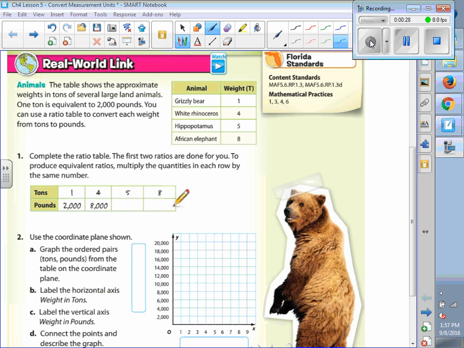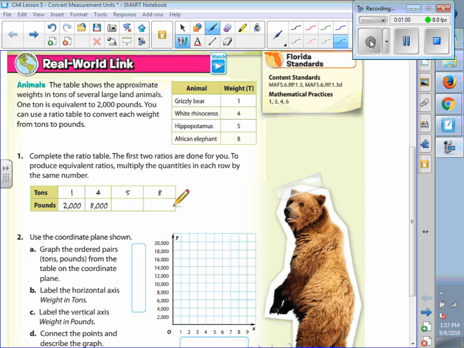All right, the table shows the approximate weight in tons of several large land animals. 1 ton is equivalent to 2,000 pounds. That is your ratio that you're going to use for conversion, okay? It says complete the ratio table. So here it says that the first couple are done for us. If we have a 1 ton animal, that animal weighs 2,000 pounds. If we have a 4 ton animal, that weighs 8,000 pounds.